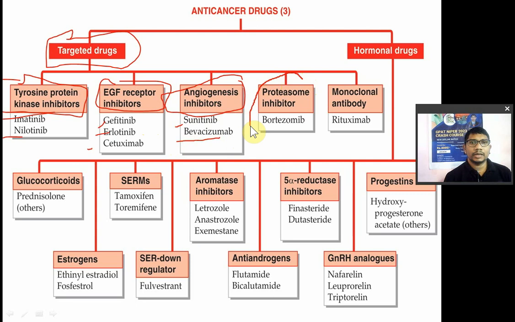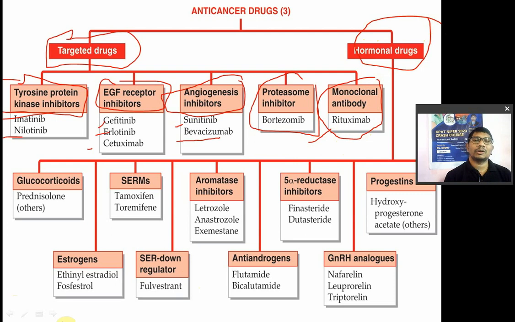Then proteasome inhibitors. In that you have bortezomib. And monoclonal antibodies: in that you have a lot of monoclonal antibodies, for example rituximab. Rituximab is a monoclonal antibody particularly against CD20 cells. It combines with the particular antigen on the CD20 cell. A particular antigen is expressed in a particular type of cancer. In some cancers, CD20 cells have a particular antigen on them. These antibodies bind to it and inhibit the cell, and cell lysis occurs. So, monoclonal antibody rituximab.